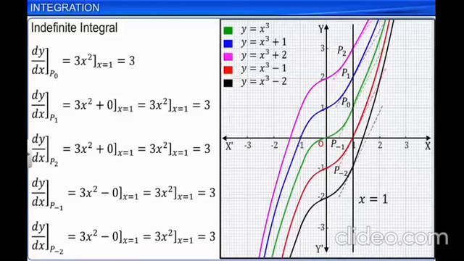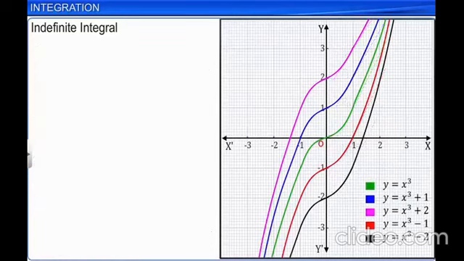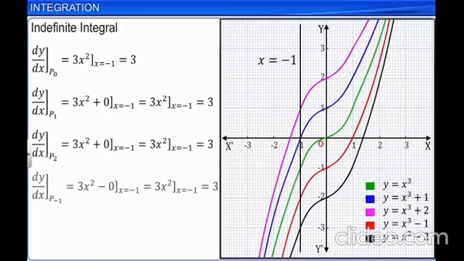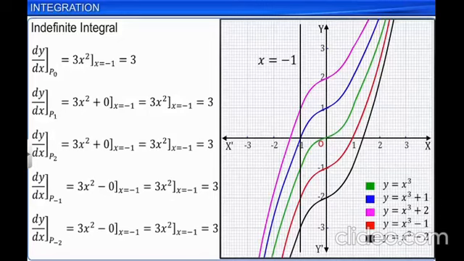In a similar way, if the line intersects the curves at x is equal to minus 1, then in this case also, we can see that the derivatives at the points are equal to each other. Also, the tangents drawn at these points are parallel to each other. Thus, integral of 3x squared dx is equal to x cubed plus c.